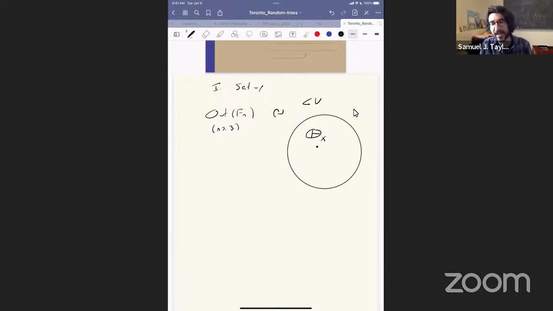So Out(F_N) acts on the space. It acts on the space by just changing the marking. If you're familiar with the Teichmüller space situation and the mapping class group, it's totally analogous.